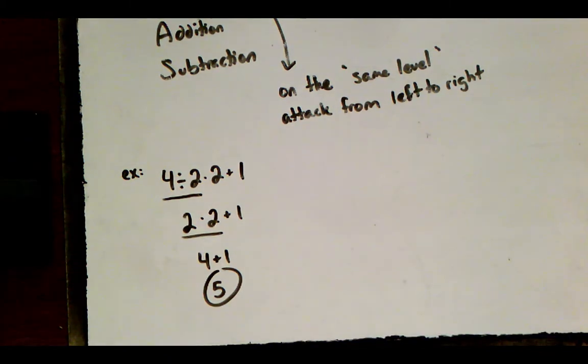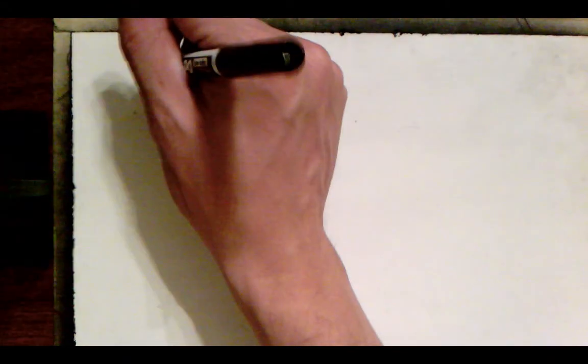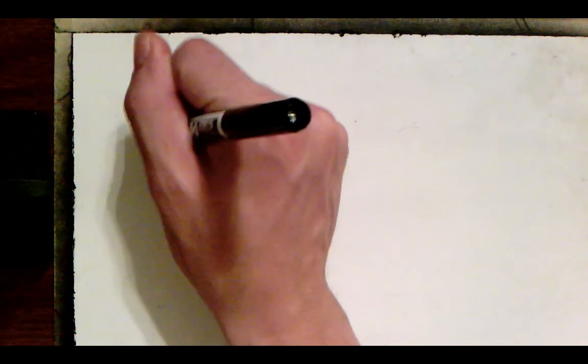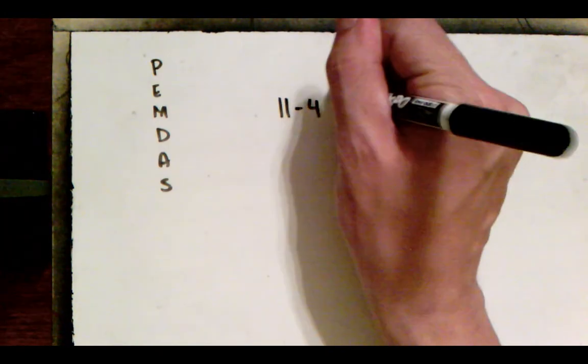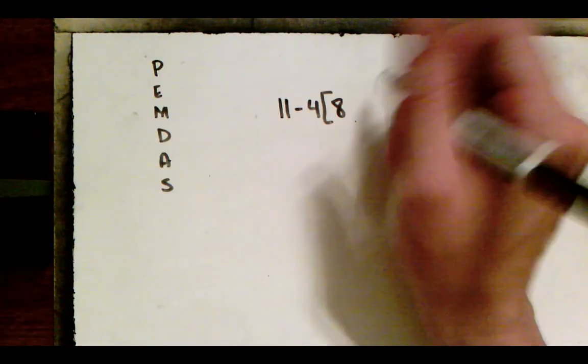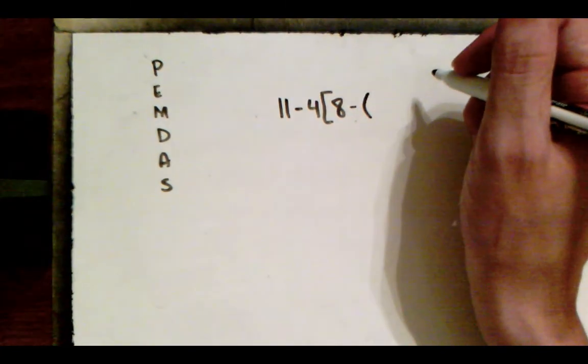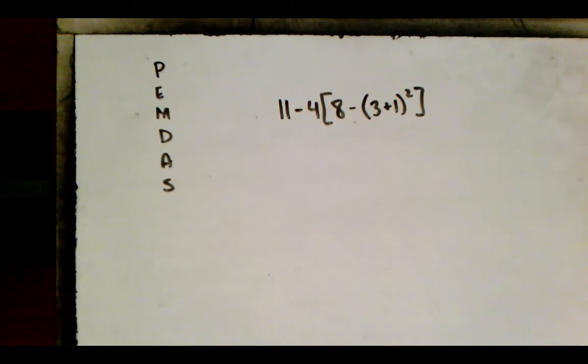Okay, so we'll do a couple more. At the very top up here, I'm just going to put PEMDAS as a reminder. We'll try another one. How about 11 minus 4 times 8 minus 3 plus 1 squared. I'll give you a second to copy that down.